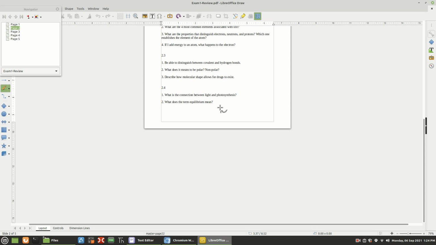What does the term equilibrium mean? It's in terms of chemical equilibrium, but in general you need to know what the term equilibrium means. If you're in medicine or something, that will be a common term used everywhere. You take anatomy and physiology, they'll talk about equilibrium quite a bit, or at least I do.